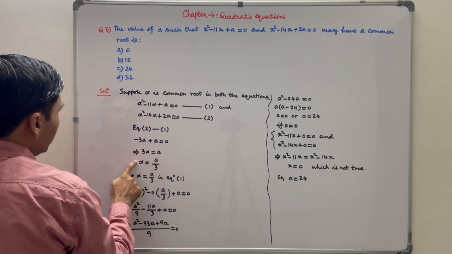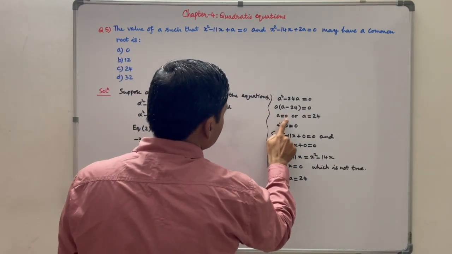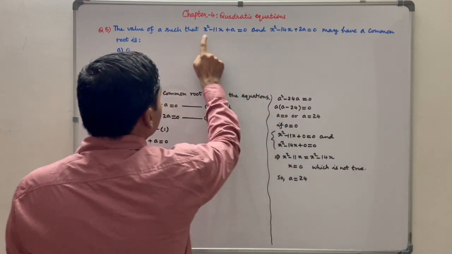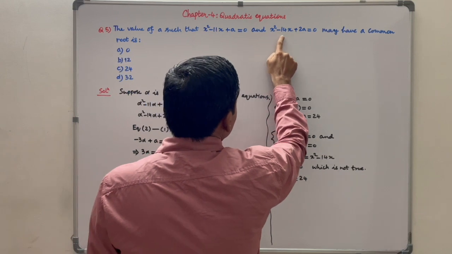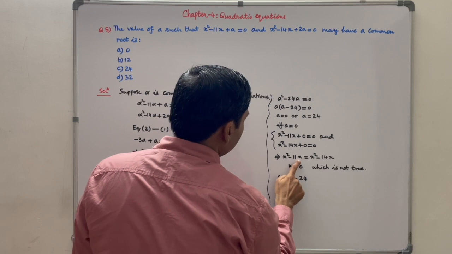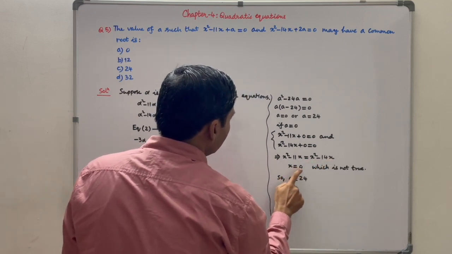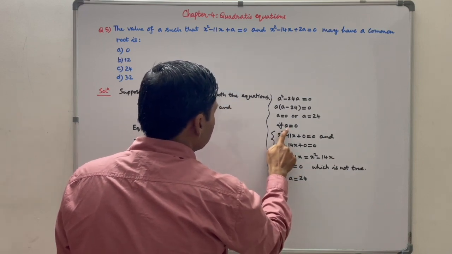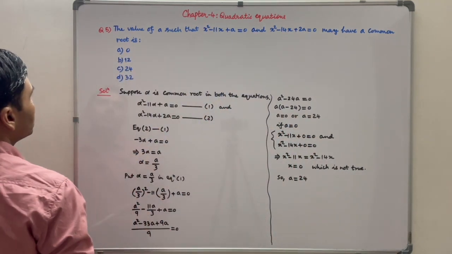Put the value of alpha in the first equation. So we get the value of a as either 0 or 24. If the value of a is 0, then x square minus 11x plus 0 is equal to 0 and x square minus 14x plus 0 is equal to 0. That means x square minus 11x is equal to x square minus 14x, which gives x is equal to 0, which is not correct. So a is equal to 0 is rejected. So finally, a is equal to 24. So the correct option is option C.